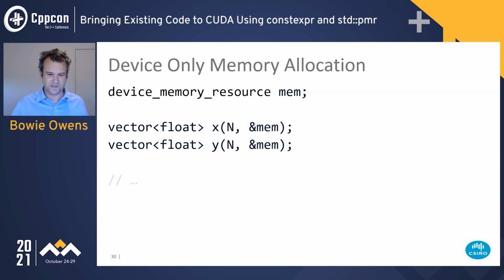Okay, so let's say we've done some more reading on memory resources and allocators. We've watched some videos on YouTube by, say, Alistair Meredith or Pablo Halpern, and we get excited about using more of standard PMR. Can we go on our way using standard PMR without any further excitement or any problems?